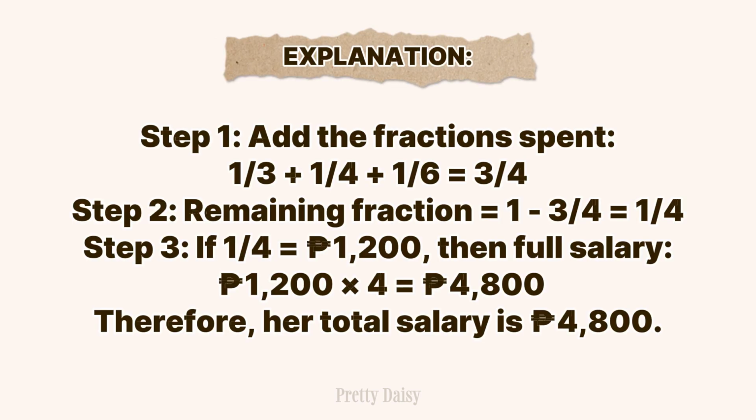Step 1. Add the fractions spent. 1/3 plus 1/4 plus 1/6 equals 3/4. Step 2. The remaining fraction is 1 minus 3/4 equals 1/4. Step 3. If 1/4 equals 1,200 pesos, then the full salary is 1,200 pesos times 4 equals 4,800 pesos. Therefore, her total salary is 4,800 pesos.